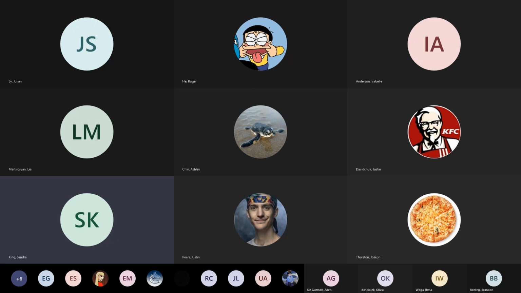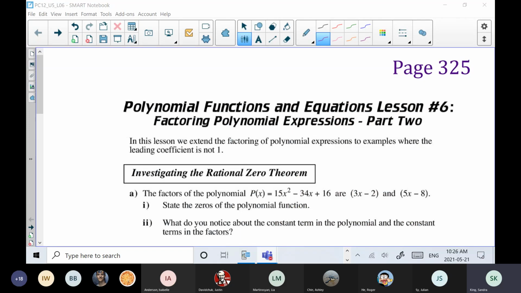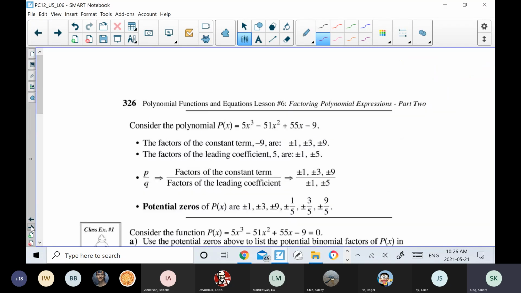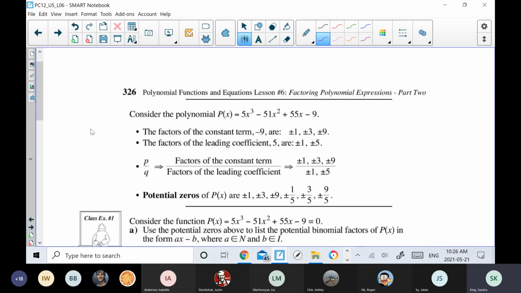Okay, so this lesson that we're going to complete is lesson 6 in your workbook on page 325. It's factoring polynomial expressions part 2. It is exactly like we did in lesson 5 with factoring, except there's going to be one additional concept that we have. So if you want to flip this page and go to page 326, we are going to get to the first example.